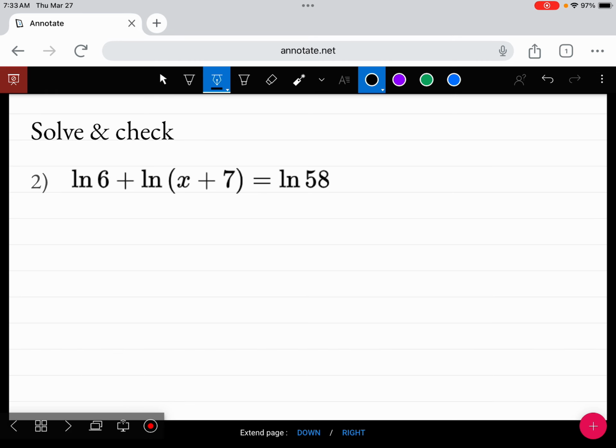Looking at number 2. Same page, it's still on page 9, it's just in the boxes down there. We've got ln of 6 plus ln of x plus 7 equals ln of 58. What can I do here?